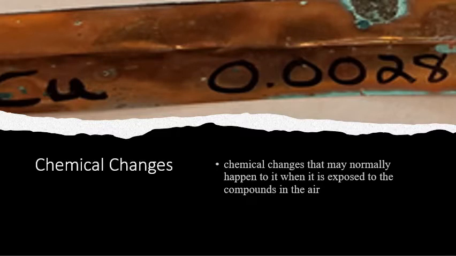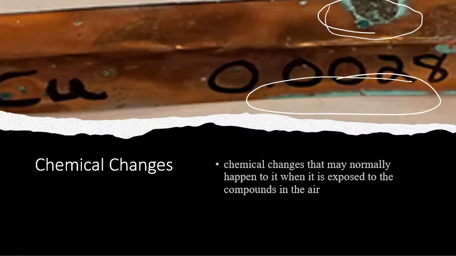Now on to the rest of the discussion. We're talking about chemical changes. Chemical changes are something that happens to a substance that changes who it is, what it is. So when you look at this piece of metal up here, you might see some changes here. Now copper does this very easily and nicely.